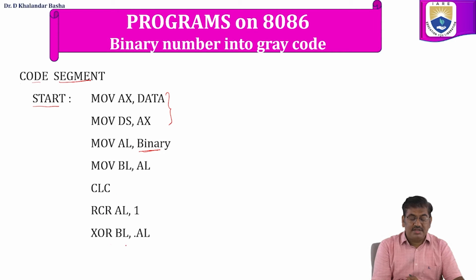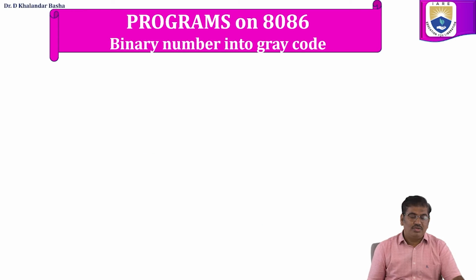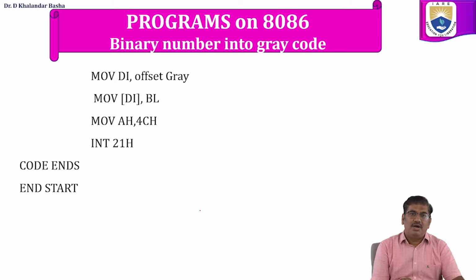Next, we are going to XOR the AL register contents with the BL register contents. This instruction will do the XOR operation of the AL contents with the BL, and the result, which is a gray code, will exist in the BL register. Now this result we want to move into the data segment where we reserved a memory for gray code. First we will fetch the offset address of the gray code number by using the instruction MOV DI, offset gray. This fetches the offset value of the variable gray into the DI register.